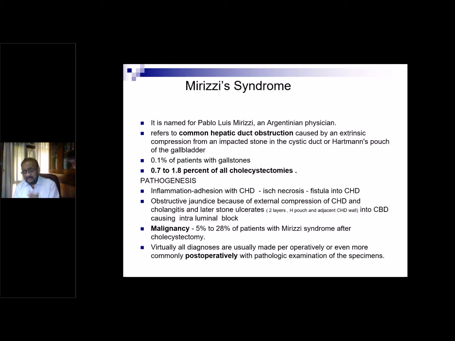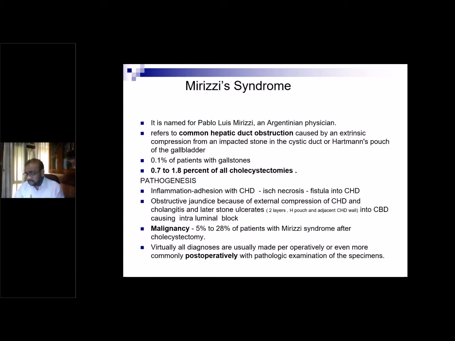So initially, because of the pressure of the stone in the Hartmann's pouch and extrinsic compression of CHD, there was a mild degree of obstructive jaundice. It is only pressure. But now when the stone goes into the CHD, there is a full-blown obstructive jaundice. And it just behaves like a choledocholithiasis, where the stone is now lying inside the CHD. So initially external compression, and then later on when the stone goes in, it is an intraluminal stone.